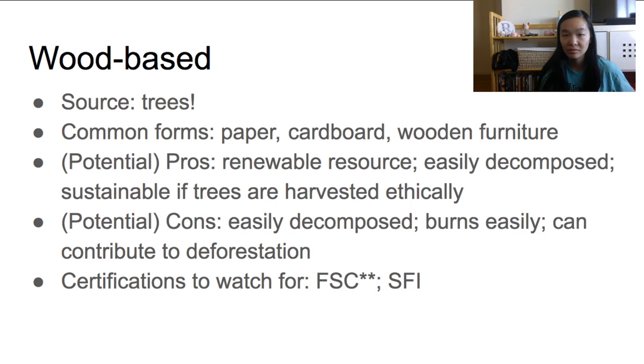Wood-based, I think that's pretty self-explanatory. We get wood-based items from trees. I got a wooden bookshelf here. So, paper, cardboard, wooden furniture, stuff like that. Potential pros: it's a renewable resource because we get it from trees. It's easily decomposed because it's biodegradable. You just throw it back in the ground. And it can be a sustainable source of material if trees are harvested ethically.